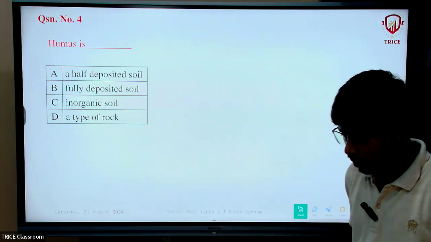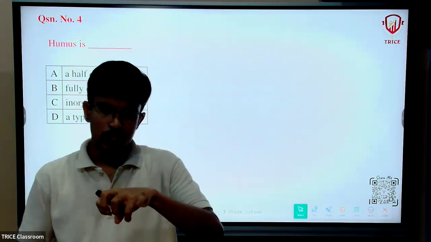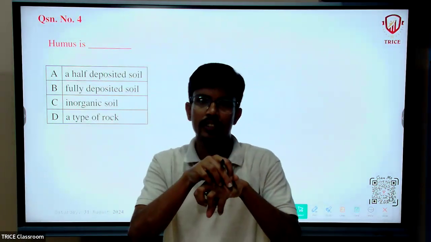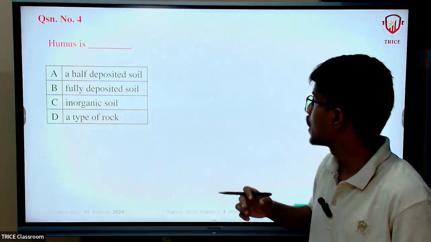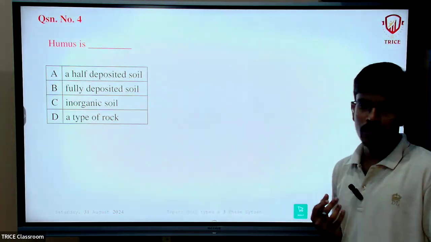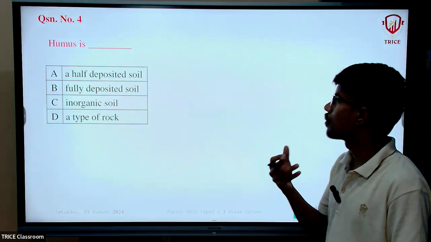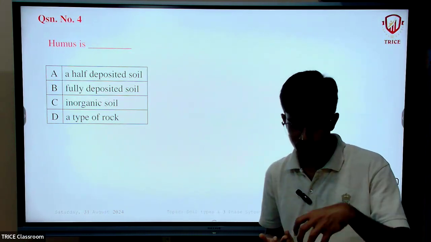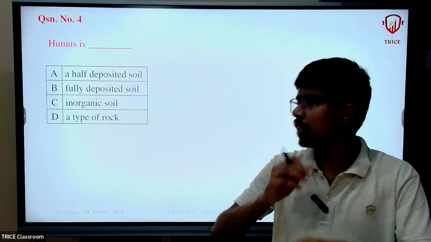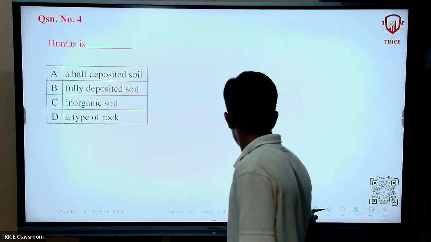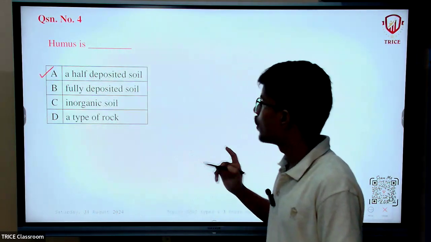Next one, we have the humus soils. Humus is nothing but soil with a certain moisture level on top of it, a combination of soil plus water content. Like that, we have the type of rock, inorganic soils, and fully deposited or half deposited soil. Humus has soil with a certain moisture, so we call it half deposited. Therefore, the option will be half deposited soils. It cannot be fully deposited soils.